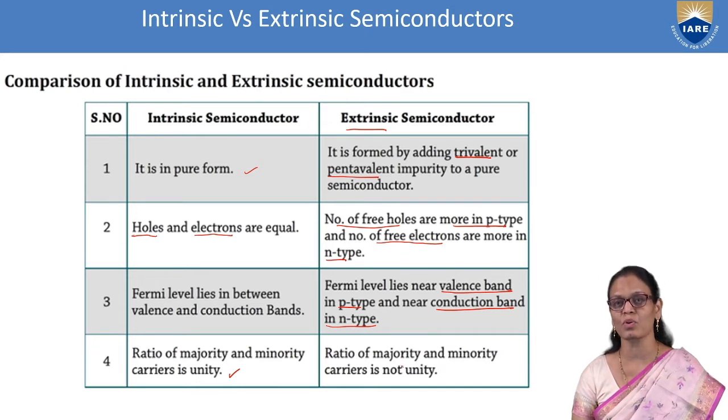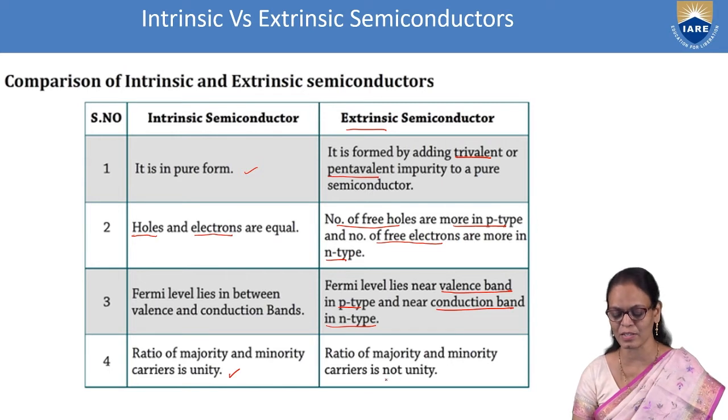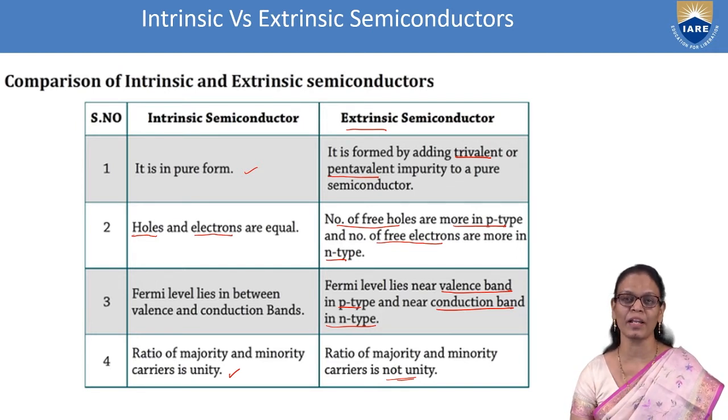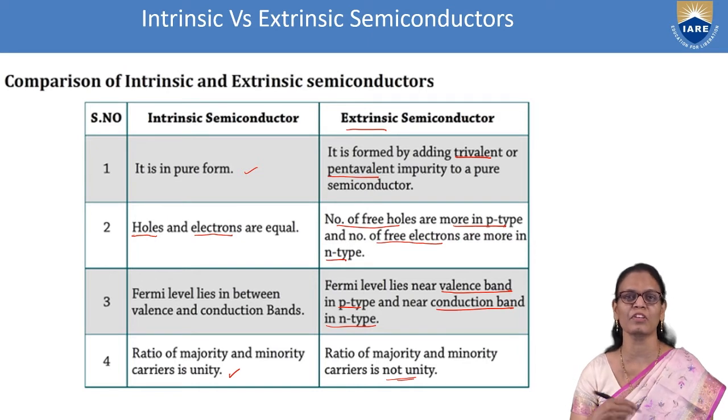But in case of extrinsic, the ratio of majority and minority carriers is not unity. It depends upon which are the majority carriers and which are the minority carriers. So if we are talking about N-type, electrons are the majority carriers. So Ne upon Nh will be greater than 1. If we are talking about P-type, holes are the majority carriers. So Nh upon Ne will be greater than 1.